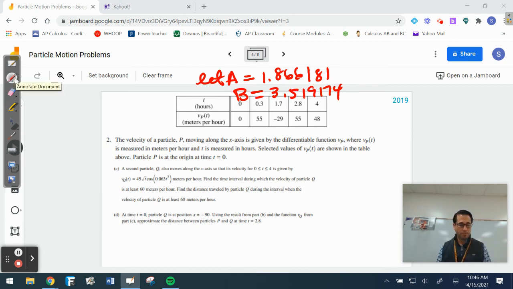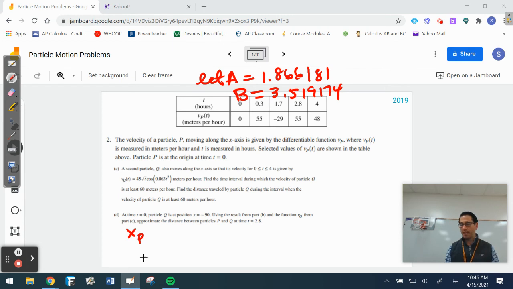All right, part D. Part D is at time t equals 0, particle Q is at position -90. Using the result from part B and the function velocity of Q from part C, approximate the distance between particles P and Q at time t equals 2.8. Now I'm going to have to just look at my answer key here so I know my answer from part B and C.